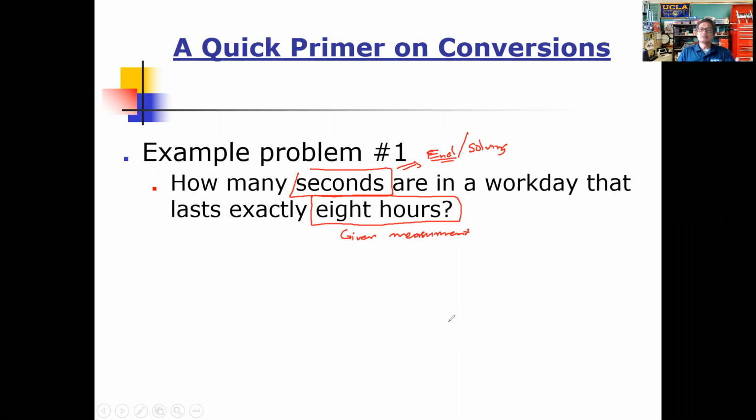So the question then is, is there a relationship between hours and seconds? Do we know what the relationship between hours and seconds is? Now, some of us do, but many of us maybe still don't. And we do know this, though. We all know this: there are 60 minutes in 1 hour. We also know then that there are 60 seconds exactly equal to 1 minute. So we'll take advantage of both of those equalities here to get this conversion done.